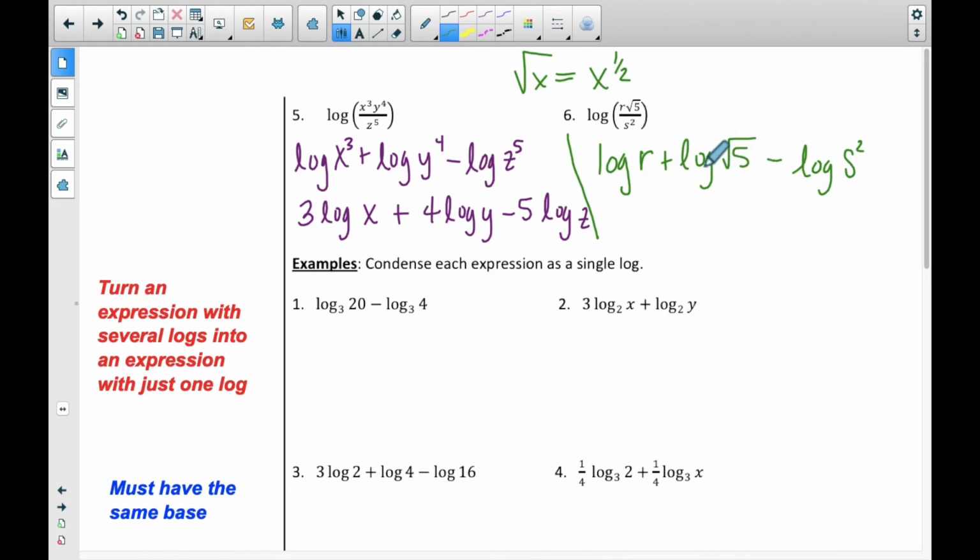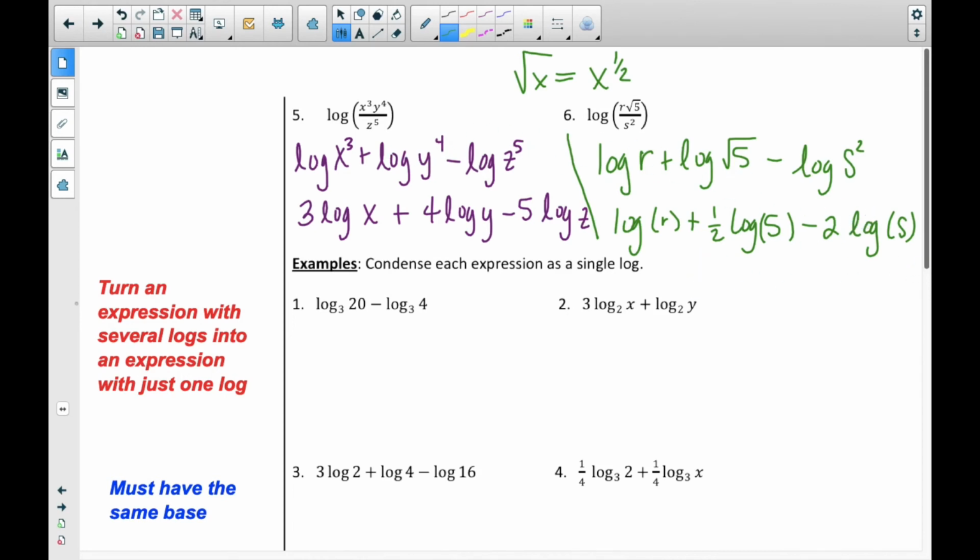Now I'm going to take this power, which is 1/2 power, and I'm going to expand this a little bit more. So your final answer is the log of r plus 1/2 the log of 5 minus 2 times the log of s. Okay, those all were expanding.